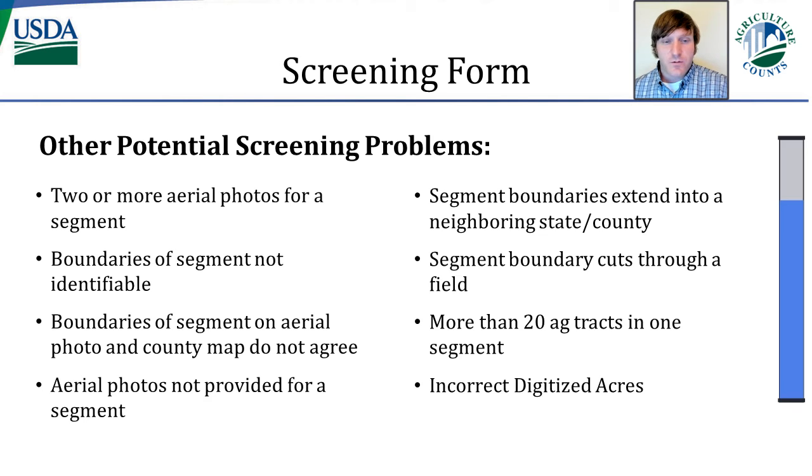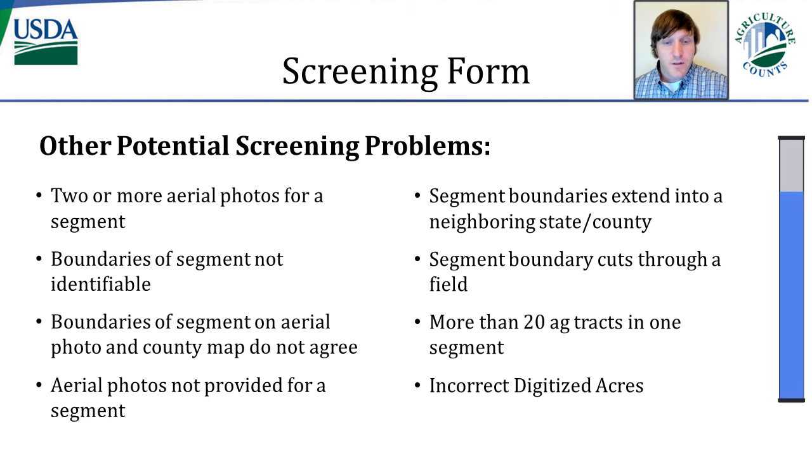There are a few other special circumstances which may require your attention, which are also addressed in the Interviewer's Manual. For example, you may run into some large segments that have 2 or more aerial photos going with them. In some cases, the boundaries of the segment are not easily identifiable, especially when you get out there and try to figure out where you are. The boundaries of the segment on the aerial photo and the county map may not agree. There may be a segment that does not have an aerial photo provided, in which case you should contact the regional office. There may be some segments where the boundaries extend into a neighboring state or neighboring county. There may be a segment where the boundary cuts right through the middle of a field.